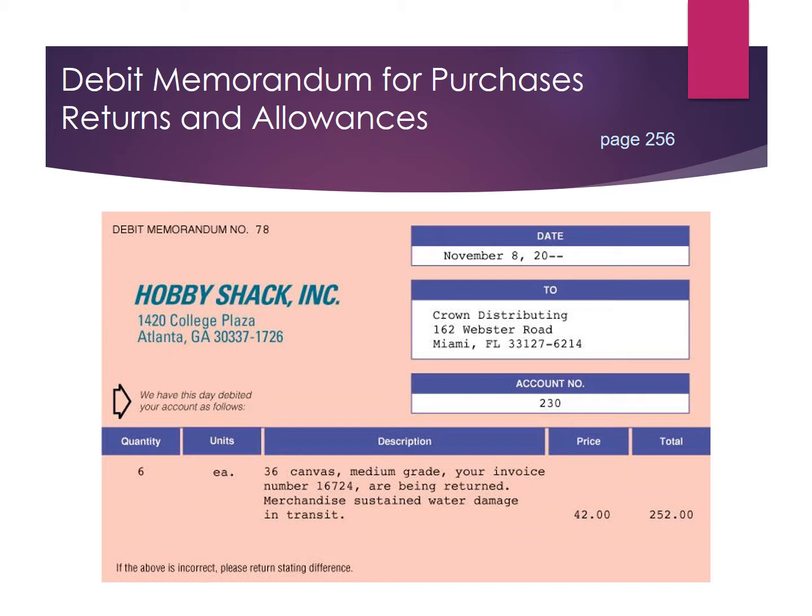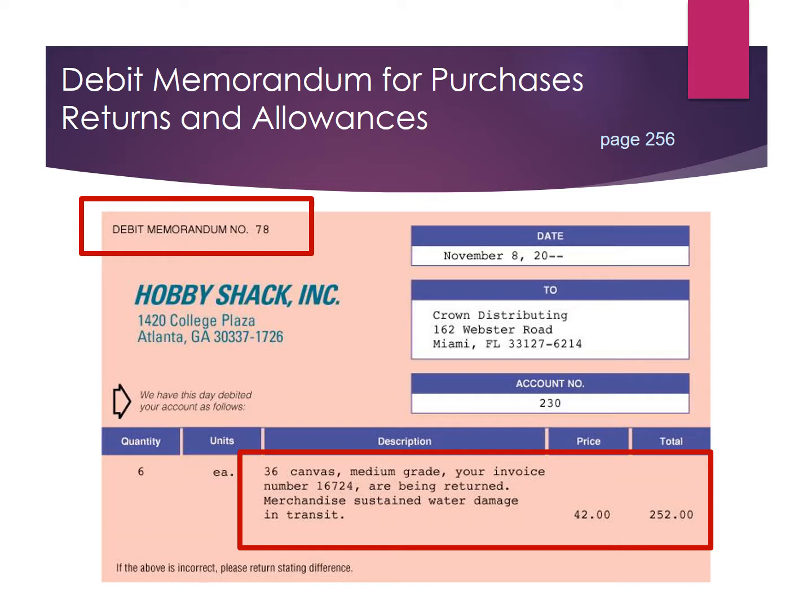This source document is a debit memorandum. Notice it's a little different than our regular memo. In the top left corner, we have debit memorandum number 78. We are given a description. We have returned damaged merchandise. Thus, we know damaged merchandise will reflect back to our purchases, returns, and allowances. So, the objective evidence for purchases, returns, and allowances will be a debit memo. We are returning this merchandise to Crown Distributing, who is our vendor.